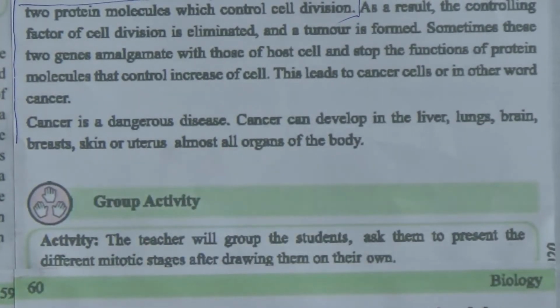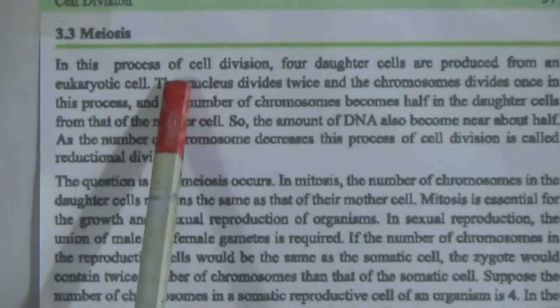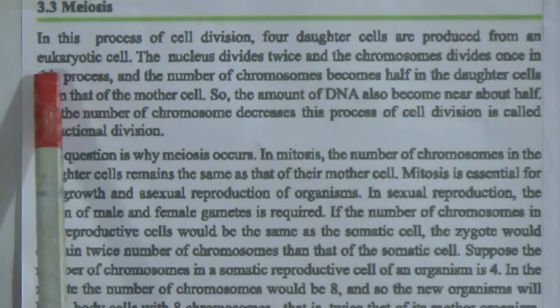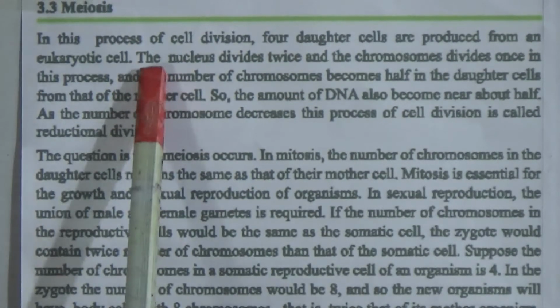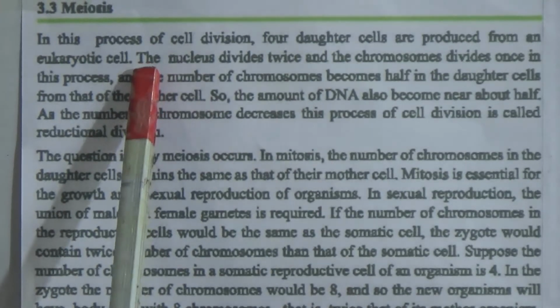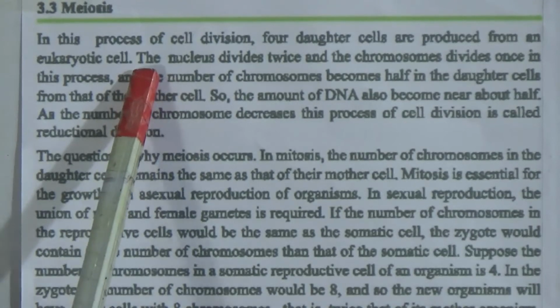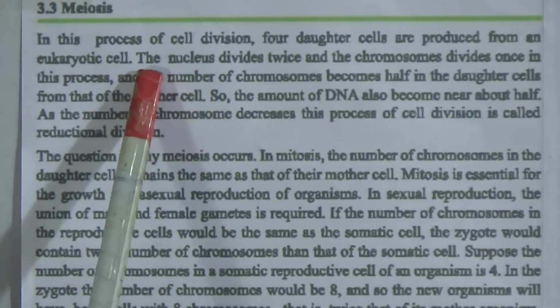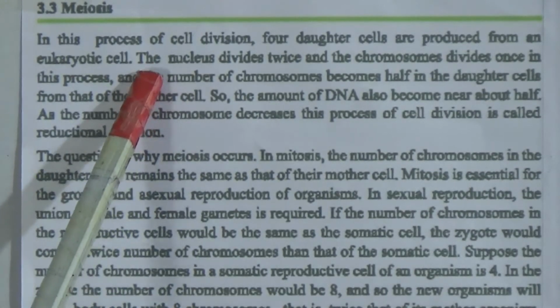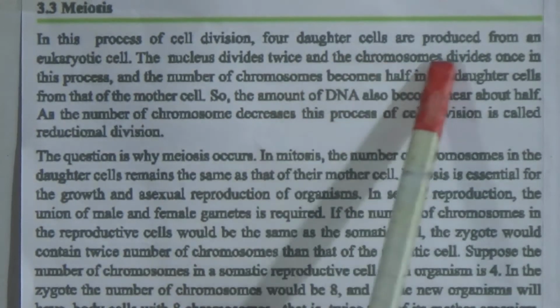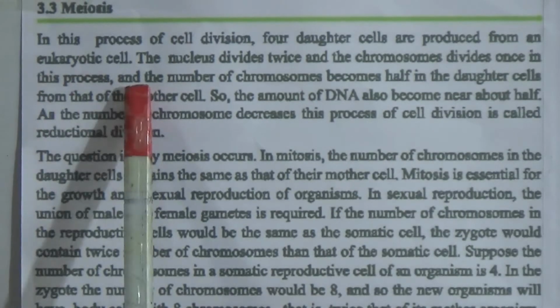Now we are going to the meiosis cell division. In this process, 4 daughter cells are produced from a eukaryotic cell, and you have to remember that the prokaryotic cell only divides through amitosis cell division, that means binary fission, and mitosis and meiosis, both cell divisions occur in eukaryotic cells. The nucleus divides twice and the chromosome divides once in this process.